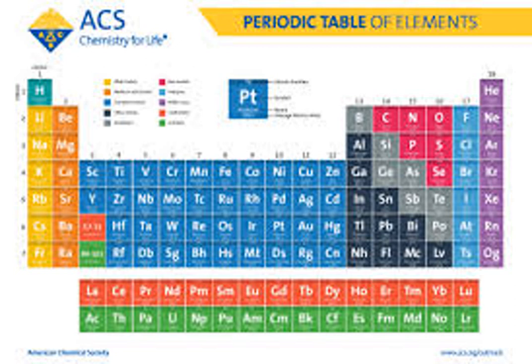Now, the inner transition elements are also called rare earth metals, right? They are the lanthanides and the actinides in the periodic table. They are two sets of 15 elements each at the bottom of the periodic table.